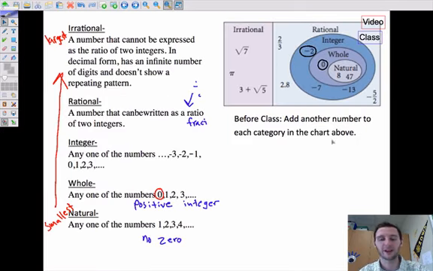So before class, what I would like you to do is add a number to each category in here. Come up with your own irrational number, add it in here. Come up with a rational number, add it here. Come up with an integer, a whole number, and a natural number.